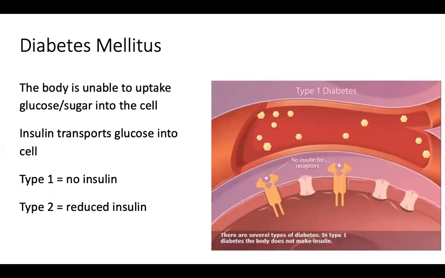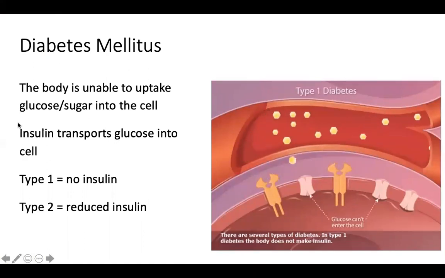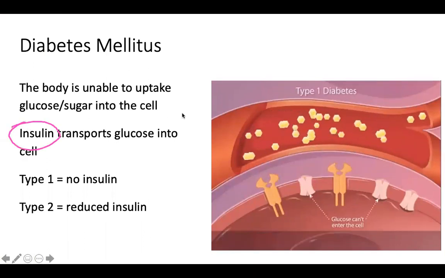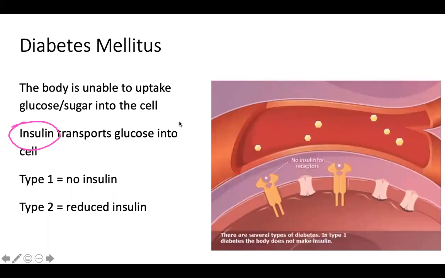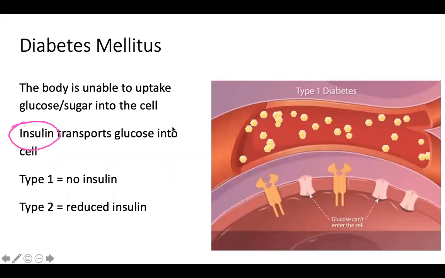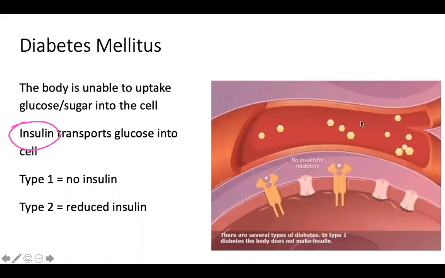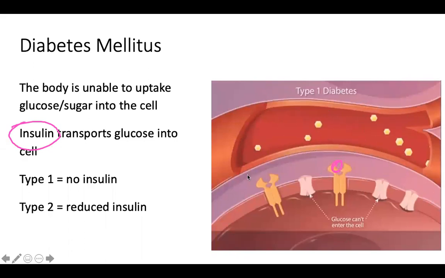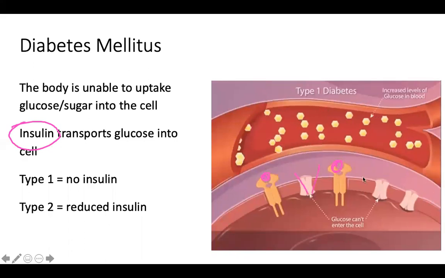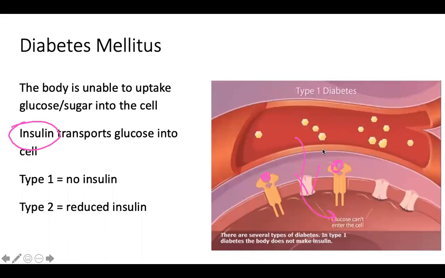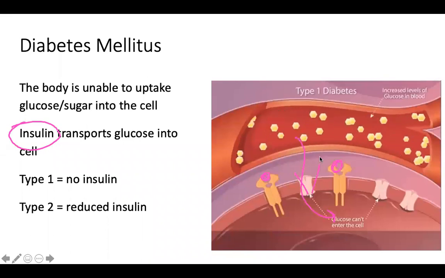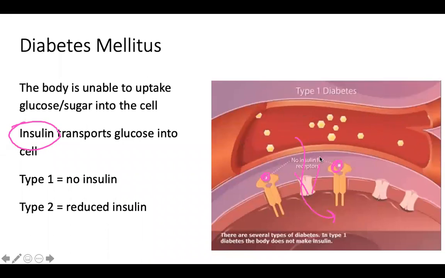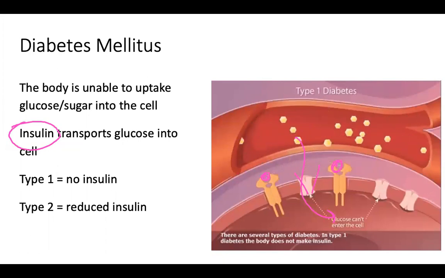So diabetes and insulin go hand in hand. We need to know what insulin is and what it does in order to understand diabetes. Insulin's whole purpose is to increase glucose transport into the cell. So right here, these little yellow guys are glucose. When we have insulin, it can open up the channels to allow the glucose to go into the cell. The cells need glucose, and the cells also process the glucose to allow your body to decrease your blood sugar level.